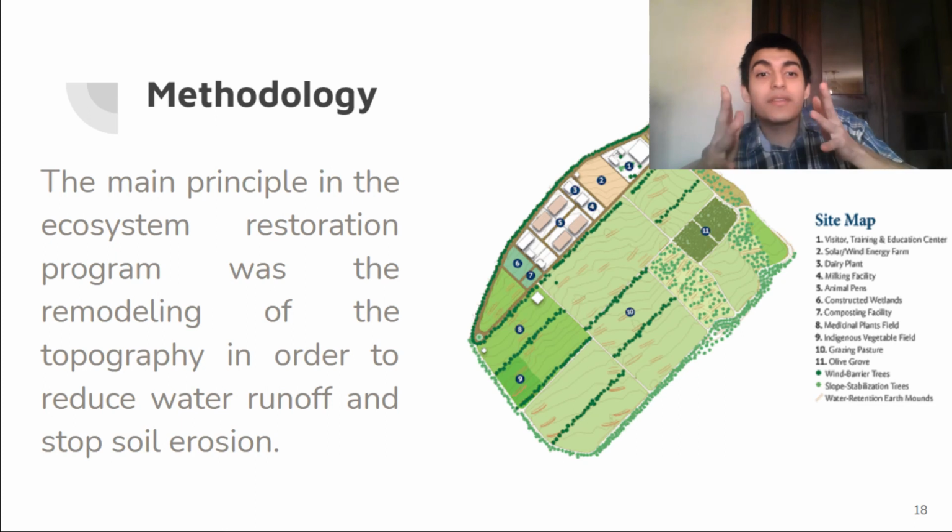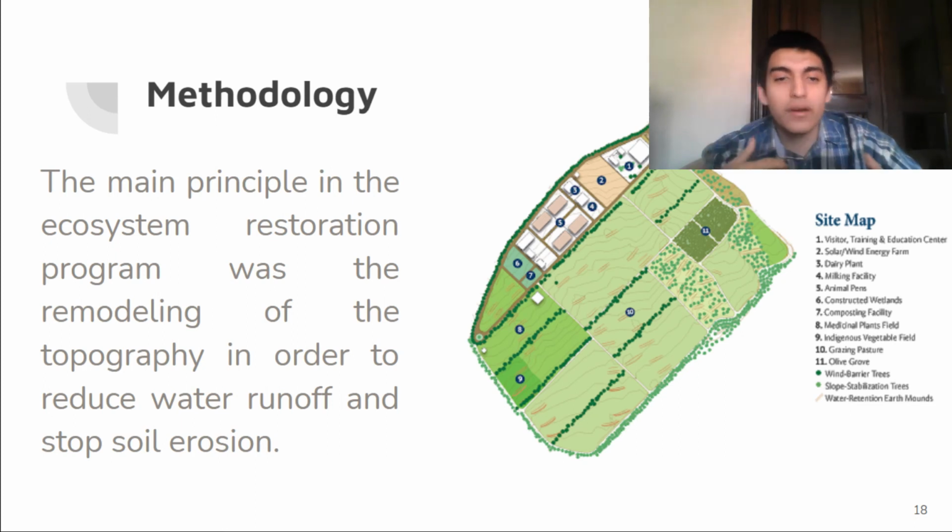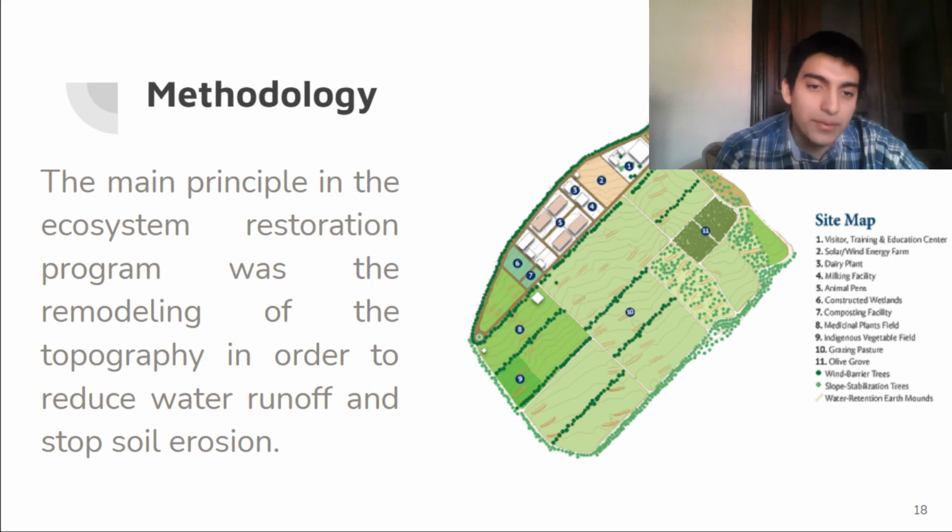Well, the main step in the ecosystem restoration program was the remodeling of the topography in order to reduce water runoff and stop soil erosion. Massive soil erosion was stopped by filling erosion gullies and creating agroforestry terraces to curb destructive water runoff, while collecting water on site for tree growth.